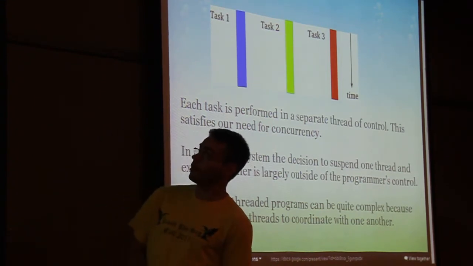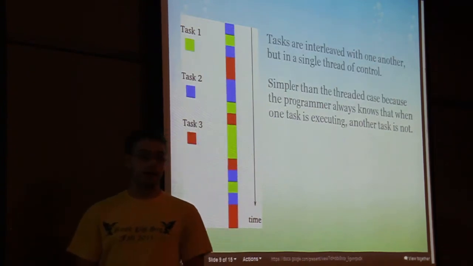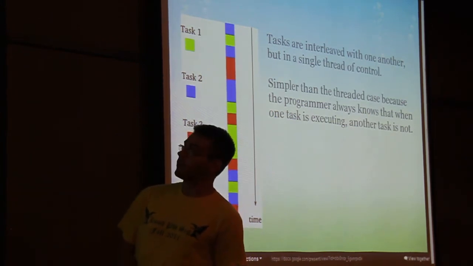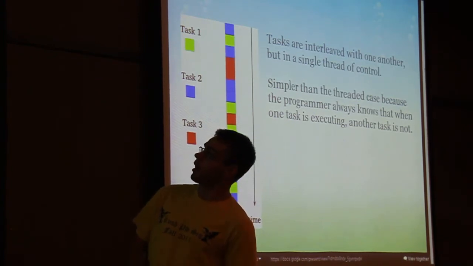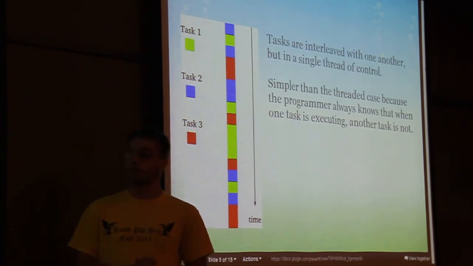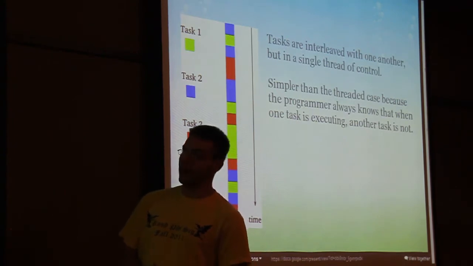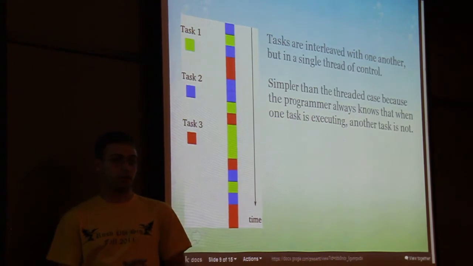So the third model, asynchronous, is kind of the same idea as threading. Like you can split the time that the processor uses between users. So tasks are interleaved with one another, but they're still in a single threaded control. And this is a lot simpler than the threaded case because the programmer always knows that when one task is executing, there's not another task executing at the same time.